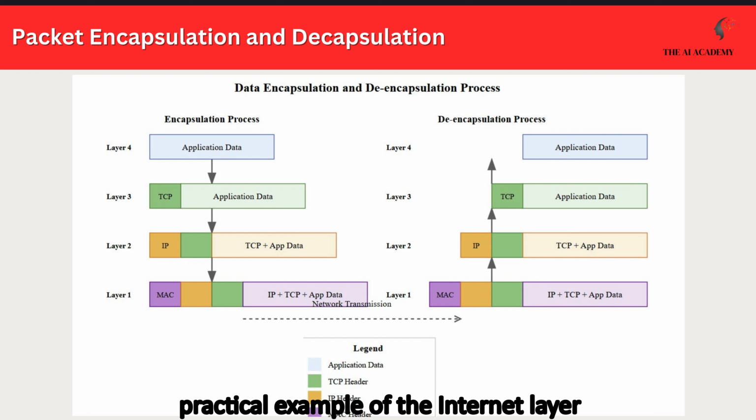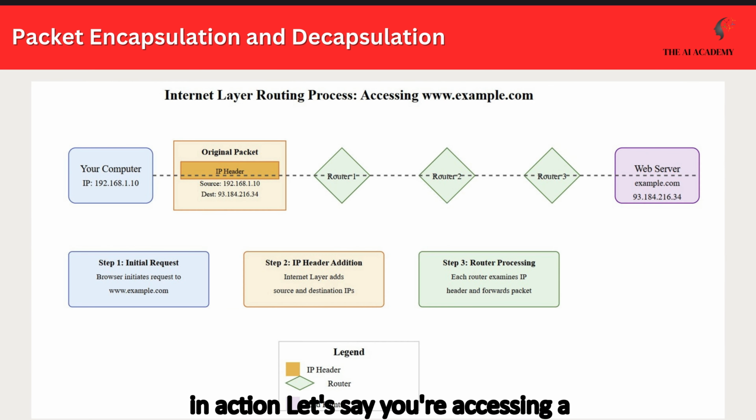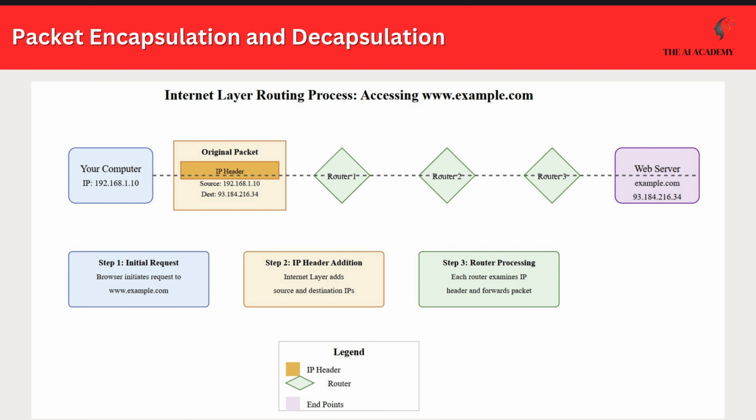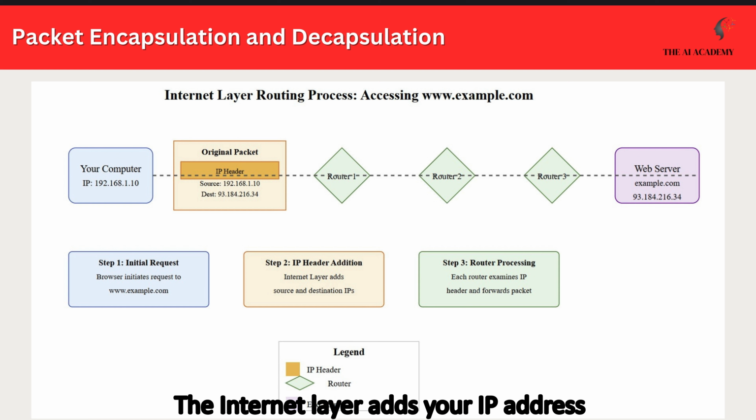Let us take a practical example of the Internet layer in action. Let's say you're accessing a website. Your browser sends a request to www.example.com. The Internet layer adds your IP address as the source and the web server's IP address as the destination. Next is routing through routers. The packet travels through multiple routers that examine the destination IP address and forward it toward the web server. After reaching the server, the server receives the packet, removes the IP header, and processes the request.